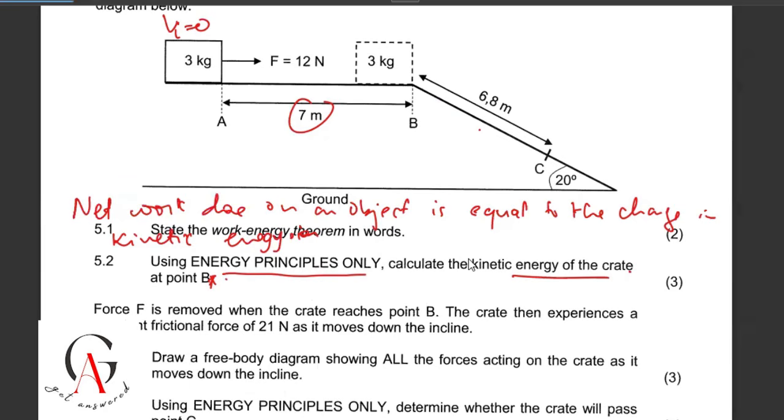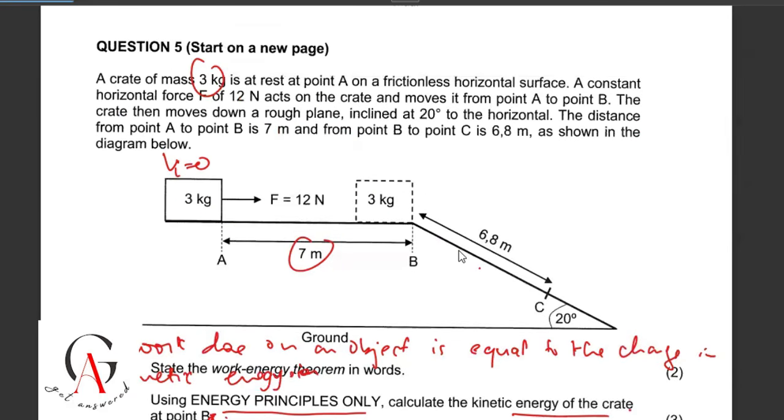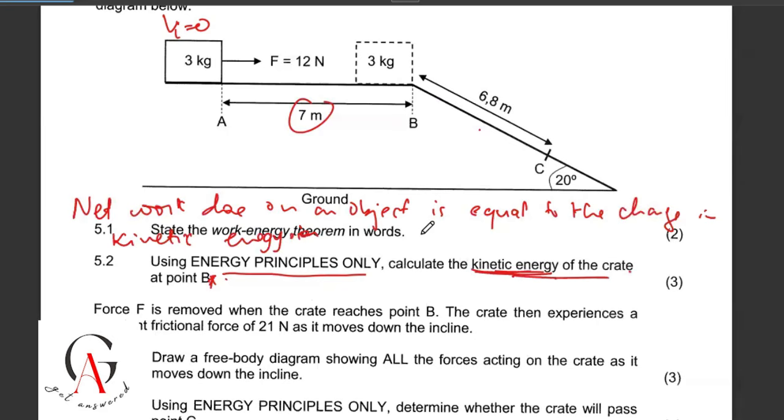So what do we notice? What we see is that we need the kinetic energy at point B. So if I'm to use the formula of energy, which is more or less the same as the work done, it's going to be the force multiplied by the displacement. So our force is 12 multiplied by the 7, which gives us 84 joules.